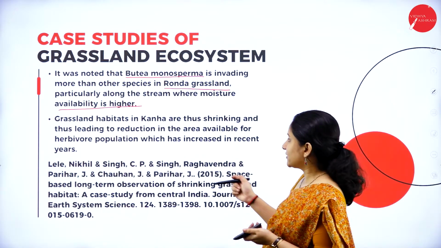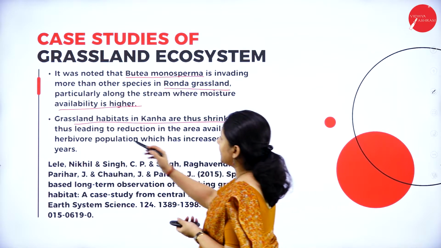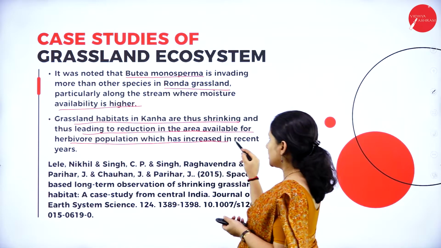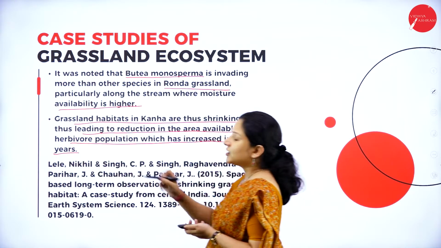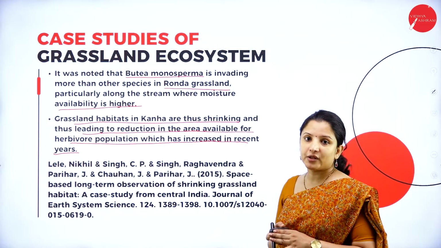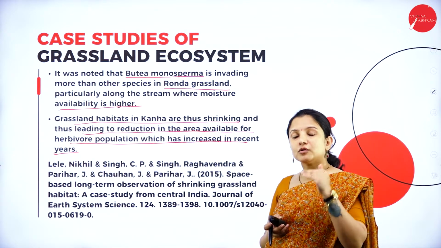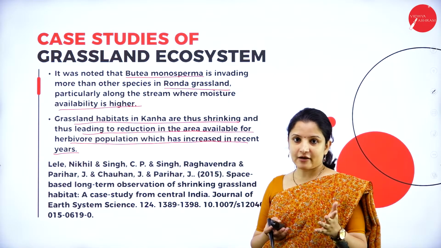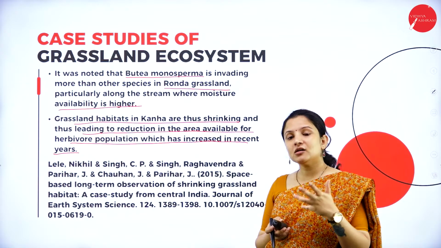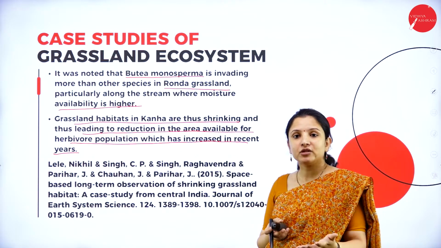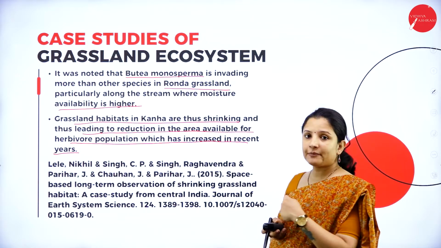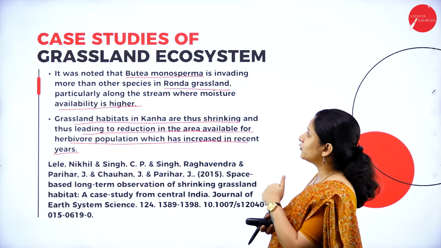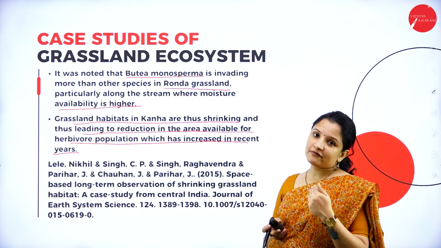The grassland habitat in Kanha thus started to shrink, leading to a reduction in the area available for the herbivorous population, which has increased in recent years. If grasses are there, the herbivorous population will increase, because it is not possible for herbivorous animals to feed on tall trees, apart from giraffes and elephants, right? So what about the other small herbivores? They have to depend on the grassland. Now here what is happening? Grassland is being replaced by a tree, Butea monosperma. So this is what their finding was.